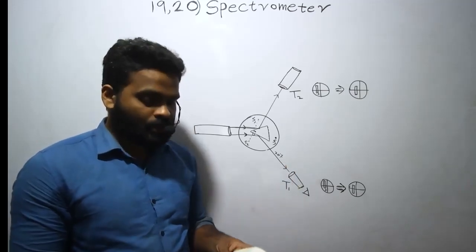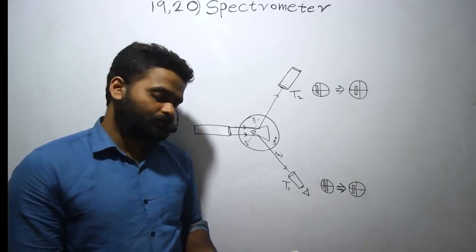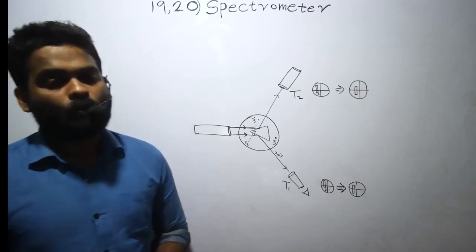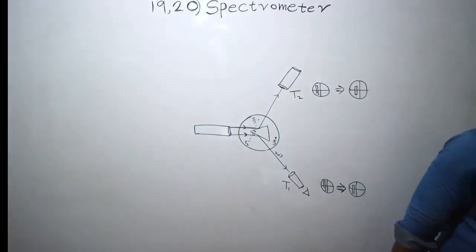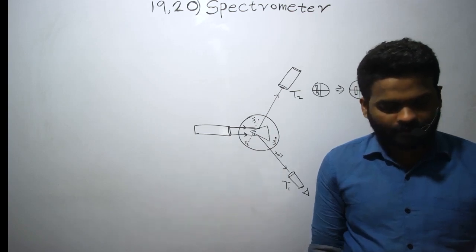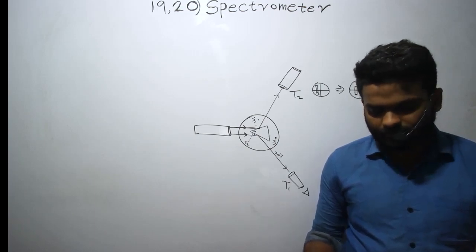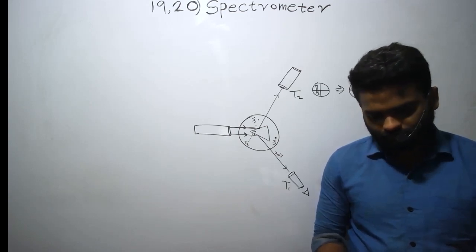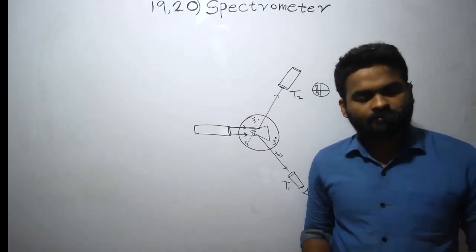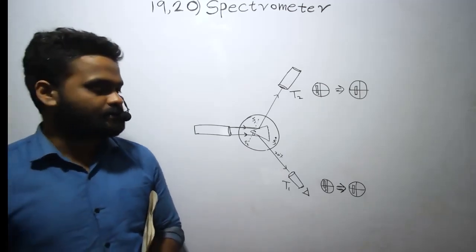Another point: move the telescope to T2 position, comma, only use S3 if the image is not symmetrical.